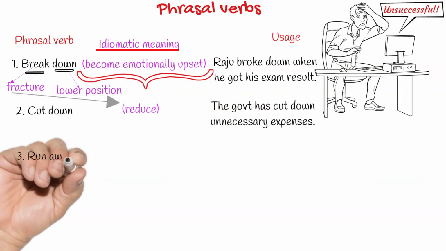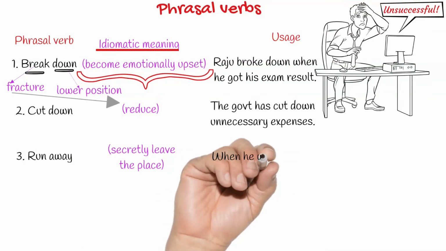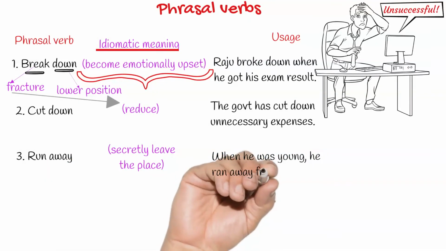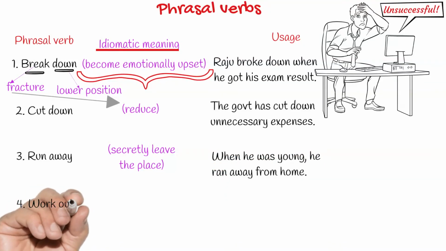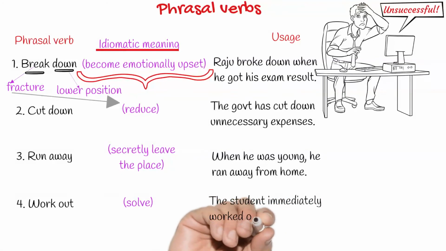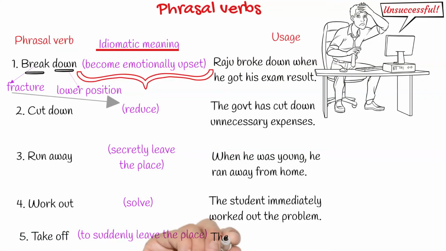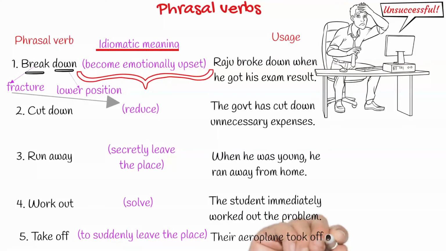Run away. Secretly leave the place. When he was angry, he ran away from home. Work out means solve. The student immediately worked out the problem. Take off means to suddenly leave the place. Their aeroplane took off on time.